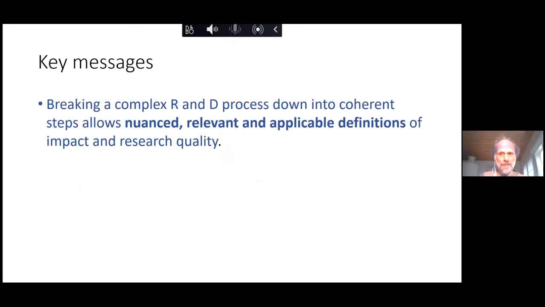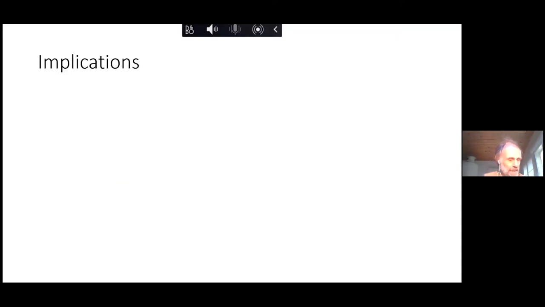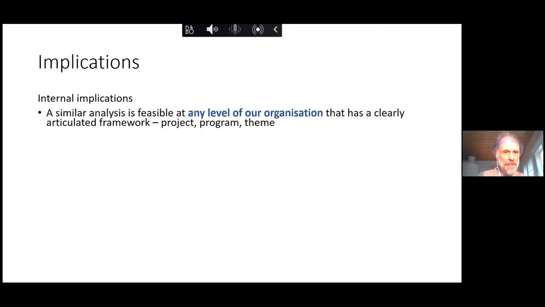So the key messages that I want to get across here are, first, that if we break a complex research and development process down into coherent steps, it allows more nuanced, relevant, and applicable definitions of impact and quality. And this applies whether one group or program or organization is responsible for all the steps or only for some of them. And second, these definitions will depend on the frameworks used to conceptualize the work and the linkages between the different components. And the implications of this, well, I think there are internal implications for our organizations.